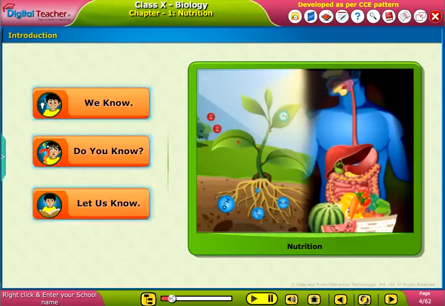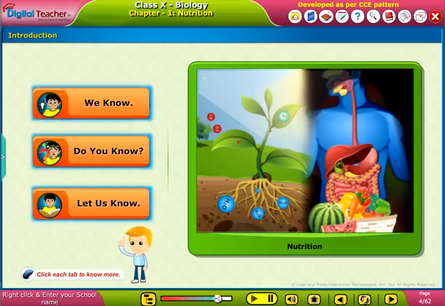Before entering into the chapter, follow the instructions shown on the screen. Click each tab to know more.